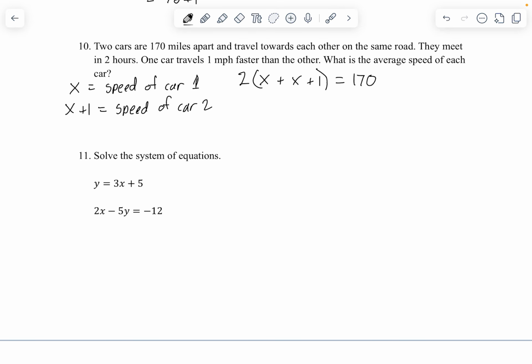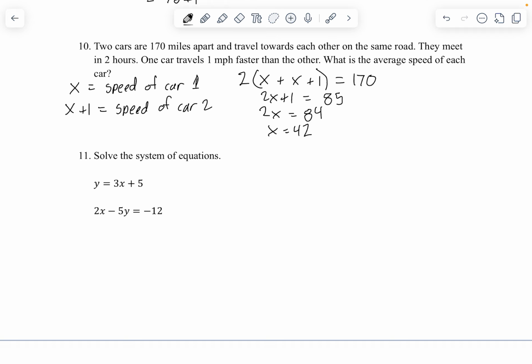I can divide both sides by 2, and then I can also combine the like terms inside the parentheses. Combining like terms gives me 2x plus 1. Dividing both sides by 2 gives me an 85, because 170 divided by 2 is 85. Then I can subtract 1 from both sides, so I get 2x equals 84. And I can divide both sides by 2, so x equals 42.